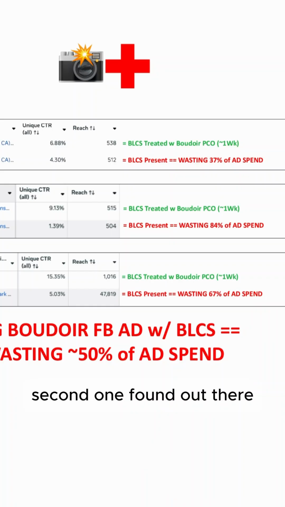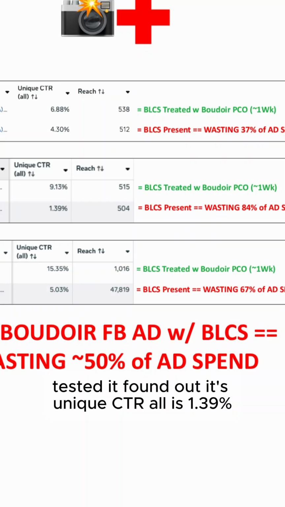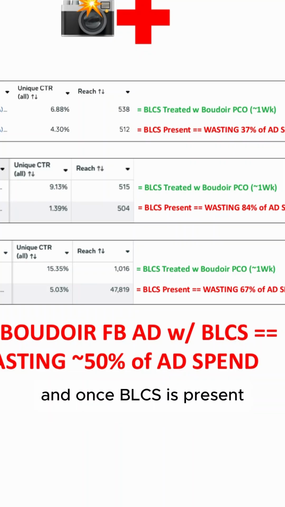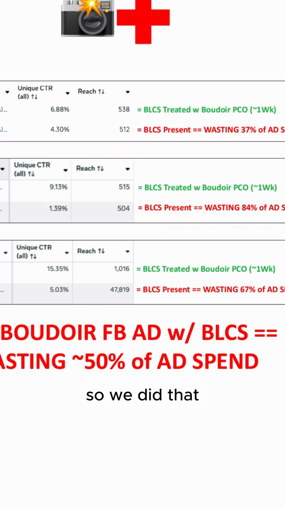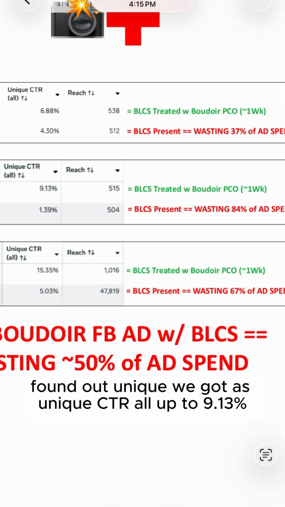Okay, second one found out there, tested it, found out its unique CTR is 1.39%. So we know that BLCS is present. Unique CTR under 6%, Boudoir low click syndrome, we know we can treat it with Boudoir Pico. So we did that, treated with Boudoir Pico, takes about a week. Found out we got its unique CTR up to 9.13%.